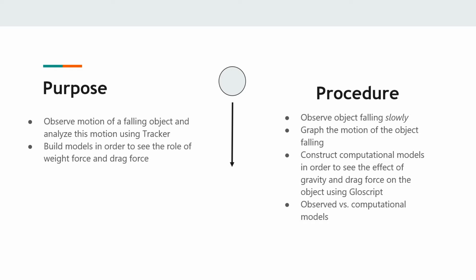The procedure was to pick an object, which I chose a pillow, and observe it falling slowly. The reason I chose a pillow is because I knew that it would fall somewhat slowly so that the object would be easier to track. And then I had to graph this motion and construct computational models using GlowScript. These computational models included the effect of gravity as well as drag force on the object. And then I compared the observed versus computational models, which you will see in the next few slides.